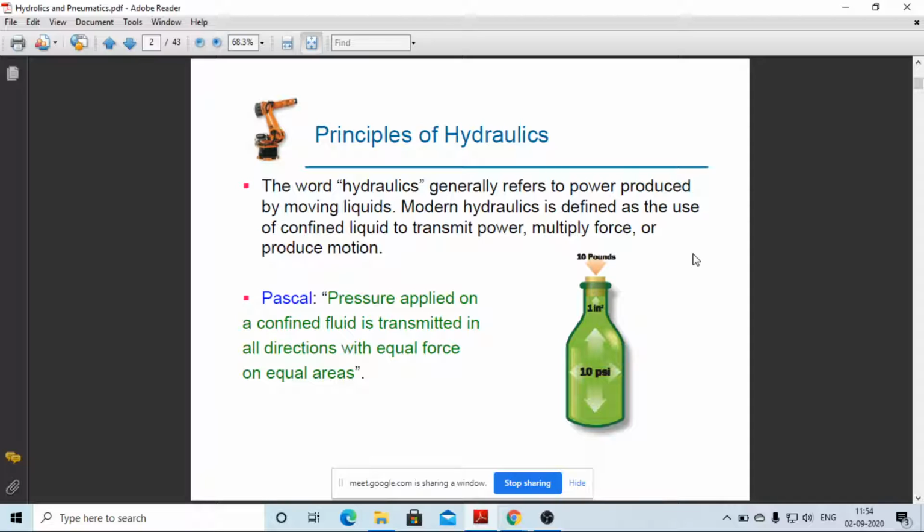The simple Pascal's theorem says here, pressure applied on a confined fluid. This is the key part of hydraulic systems. Pressure applied on a confined fluid is transmitted in all directions with equal forces on equal areas. So when you change the area, that is the cross-sectional area, the force is going to be multiplied.